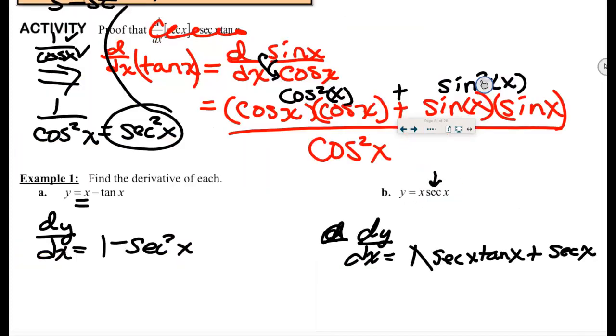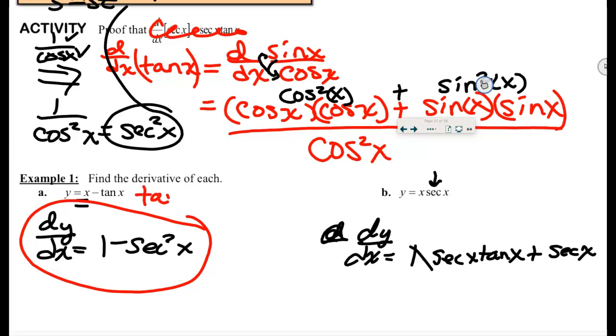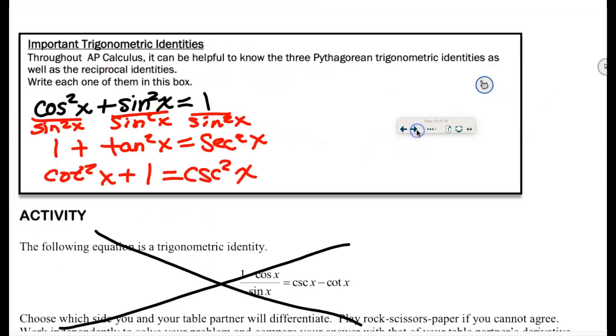If it was multiple choice and you didn't see this answer, what might you have seen instead? If you know tangent squared plus 1 equals secant squared, what would 1 minus secant squared safely be replaced with? Negative tangent squared, if it was there. So if you're like, I know I did it right and I don't see it, sometimes it's one of those identities. And then also make sure you know your reciprocal ones.